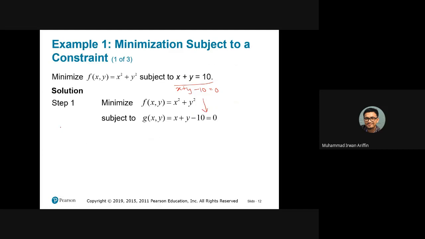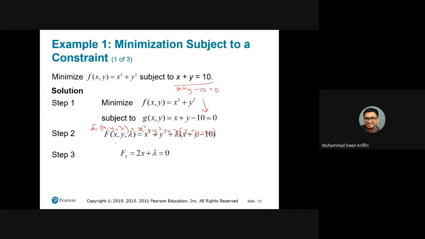Step number two would be to rewrite all of this in a Lagrange equation. And how do we do that? Simple. Your slides use capital F. I would like to use this stylized L for Lagrange. L of x, y, and lambda. So rewrite the whole objective function. This is our objective function. And then we have plus lambda, and rewrite the constraint here. x plus y minus 10. As simple as that.